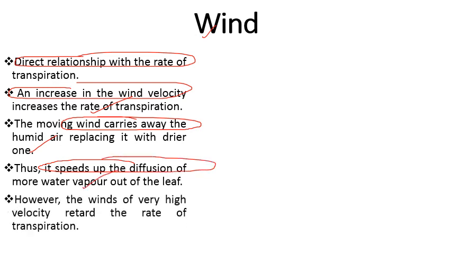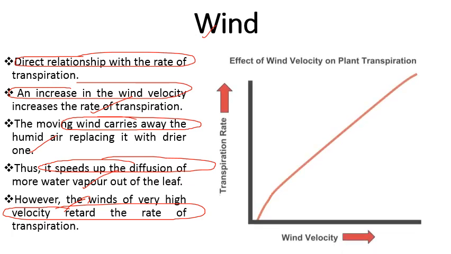However, wind of very high velocity retards the rate of transpiration, means बहुत ज़्यादा जब तेज़ हवाएं चलती है तो जो स्टोमेटा है वो क्लोज हो जाते हैं, because the plant feels the stress, and under stress condition its first reaction is the closure of stomata to prevent the water loss.